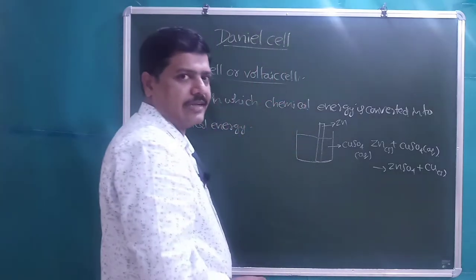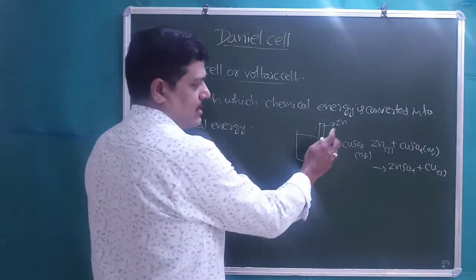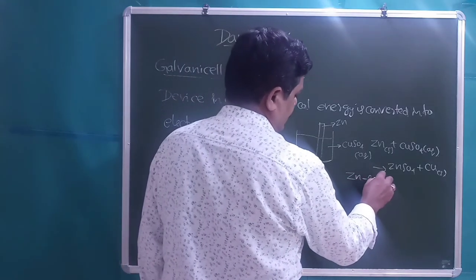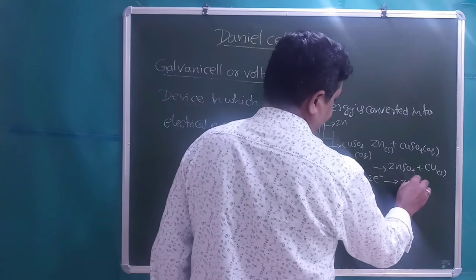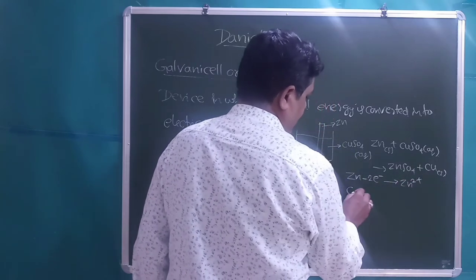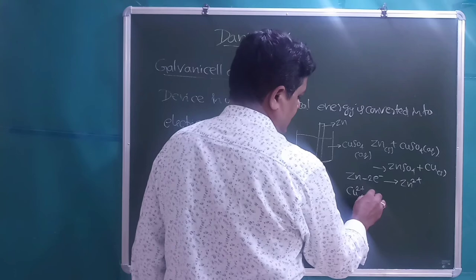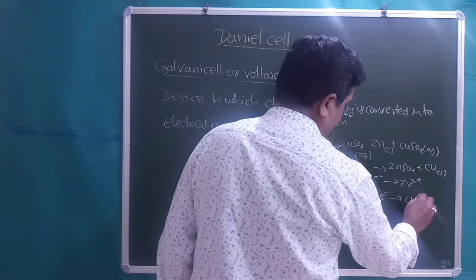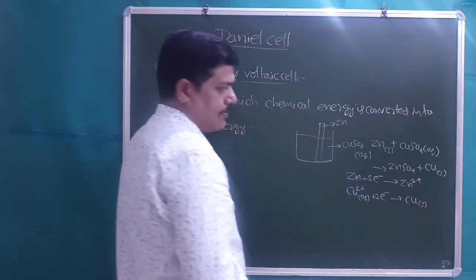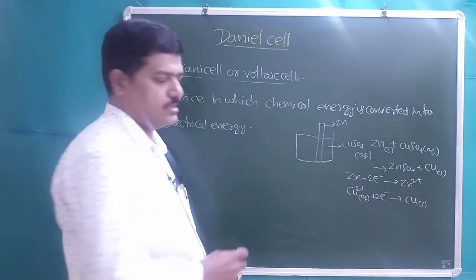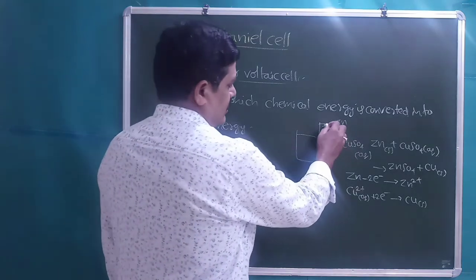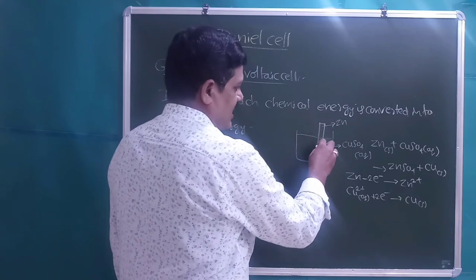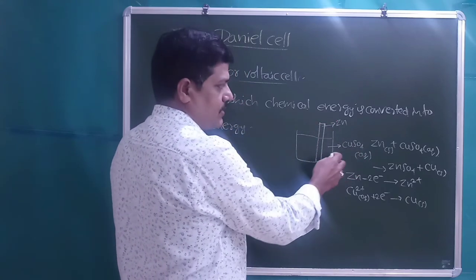So what is the reaction occurring in this condition? In this case, zinc loses 2 electrons and converts into Zn2 plus, and Cu2 plus which is present in the aqueous state gains 2 electrons and converts into Cu solid. Copper sulfate is converted into zinc sulfate. The zinc present on the zinc rod displaces copper from the copper sulfate solution.